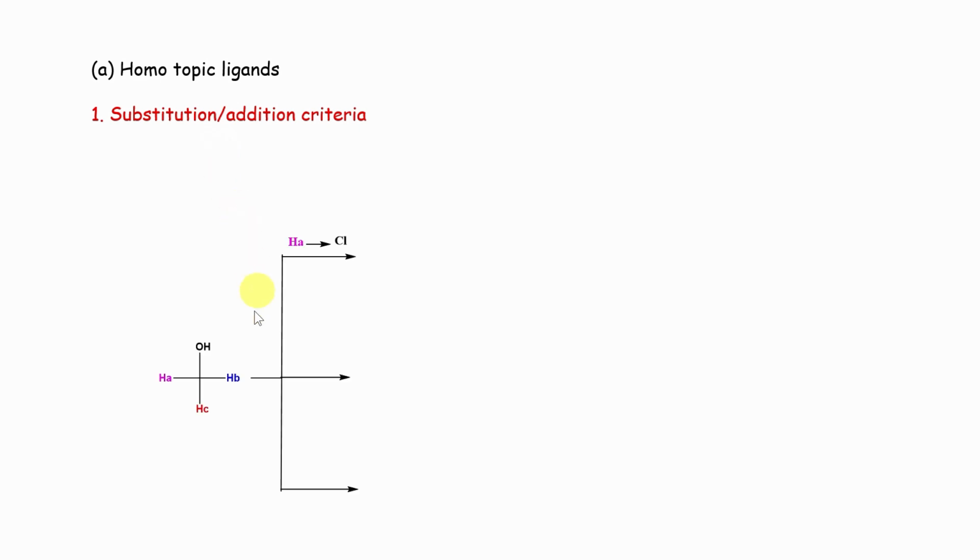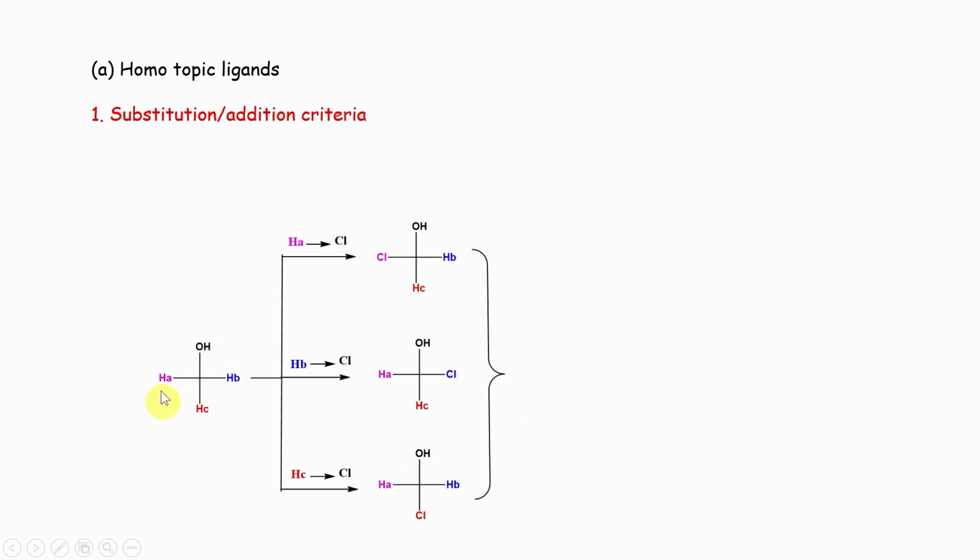Let us see the example. It is methanol. There are three hydrogen atoms in the methyl group. If you replace the first hydrogen HA by chlorine, we will get chloromethanol. And if we replace HB by chlorine, we will get another chloromethanol. And then if we replace HC by chlorine, we will get another chloromethanol. All these three are identical. So if we substitute these three hydrogens one by one by chlorine, we will get three identical products.